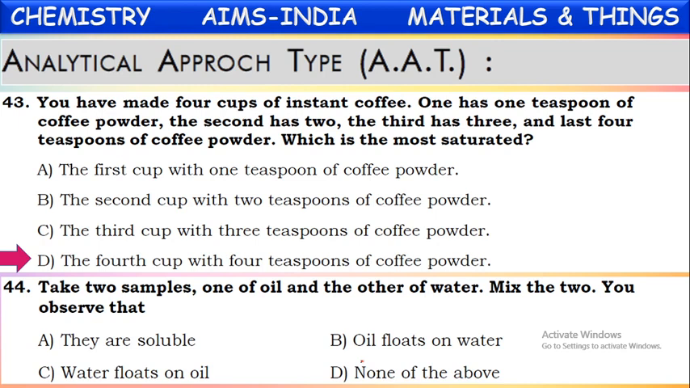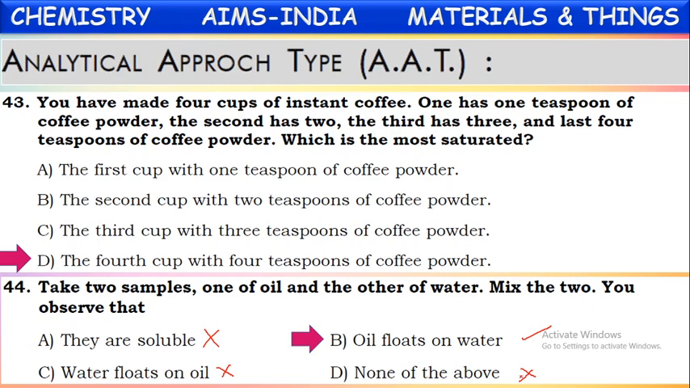Now let us see a correct option. They are soluble. No, it is wrong. Oil floats on water. It's correct. Water floats on oil. No, because water is heavier than oil. None of these. This is also wrong. Now what will be the correct answer? Oil floats on water because water is heavier than oil, so it will go down. Oil is lighter than water, so it floats.